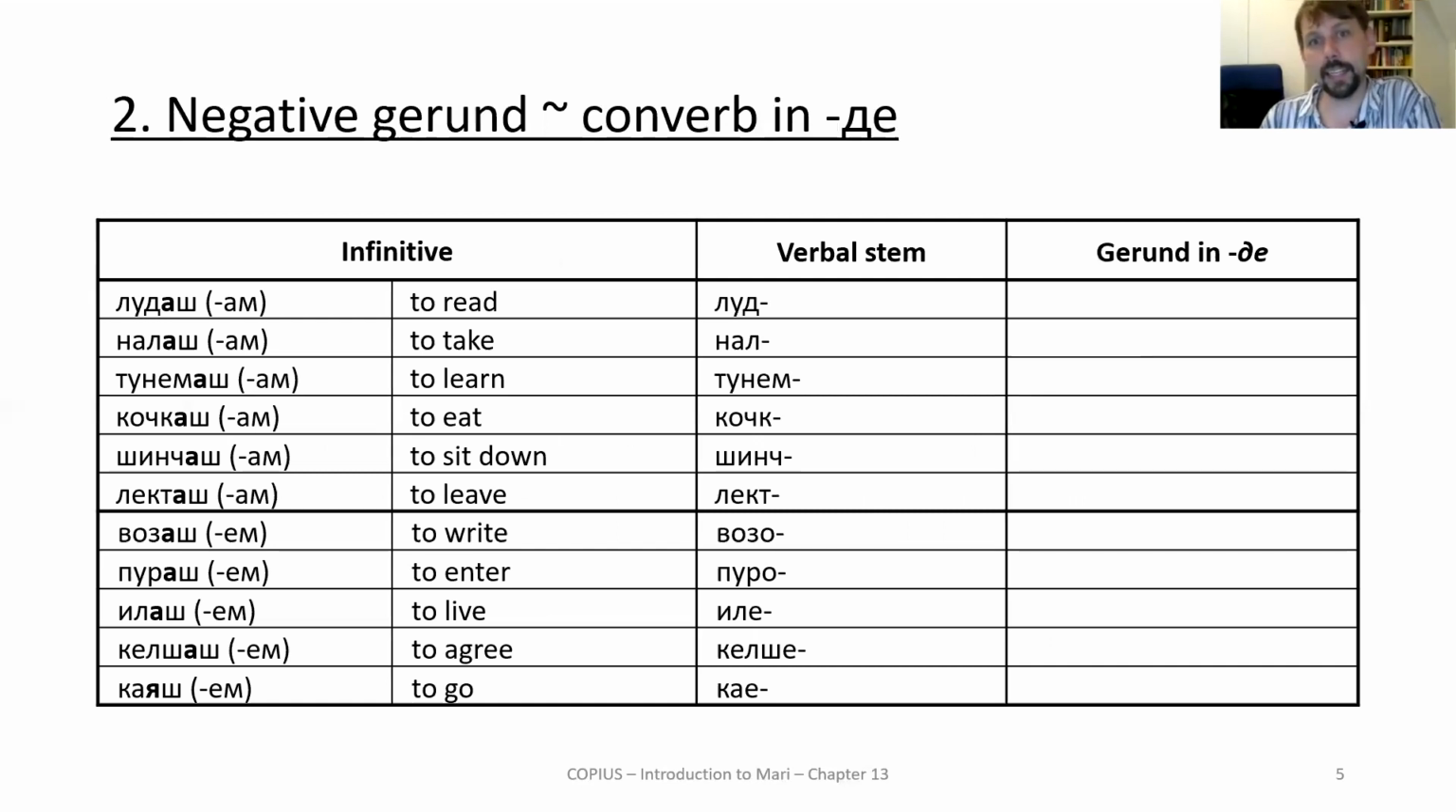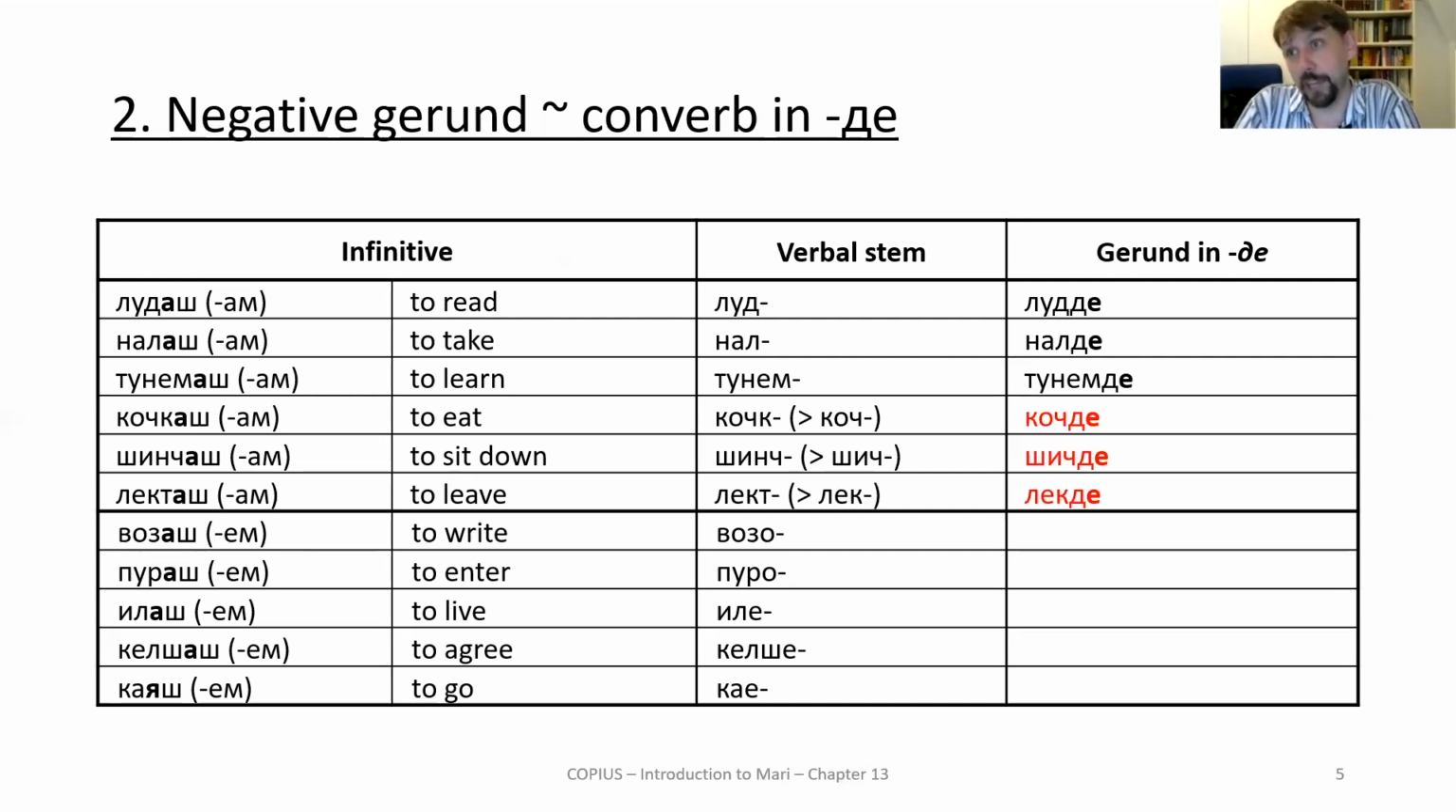Point 2 is the negative converb or gerund in de. If you know Finnish, it's like matta, without doing something. We'll look at usage examples in a moment. It has the ending de, attached directly to the verbal stem. So remember, I'm no longer going to point it out every time. Remember what happens when you attach a suffix that starts in a consonant, in this case de, to a verbal stem that ends in a consonant cluster, for example. So lutenale tunende, but kochkash, we have the verb stem kochk, and kochkde would not be pronounceable, so we have kochde. The usual happens, and as per usual, nothing much happens in the second conjugation.